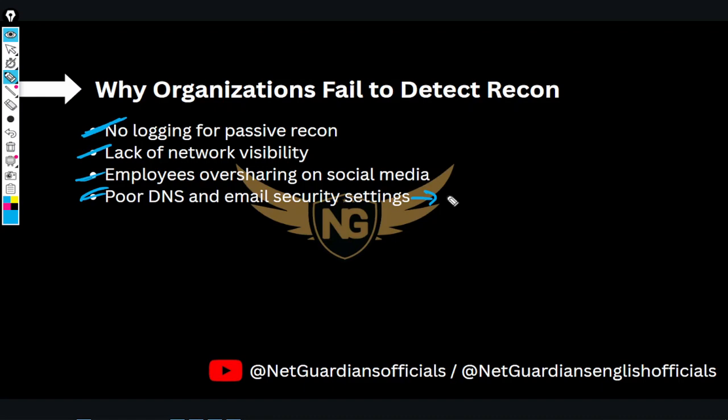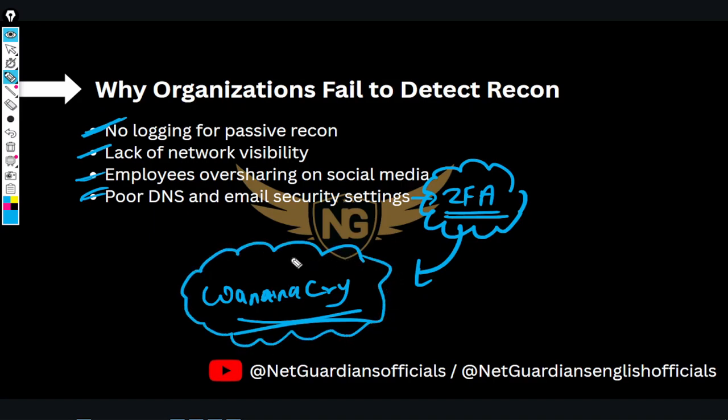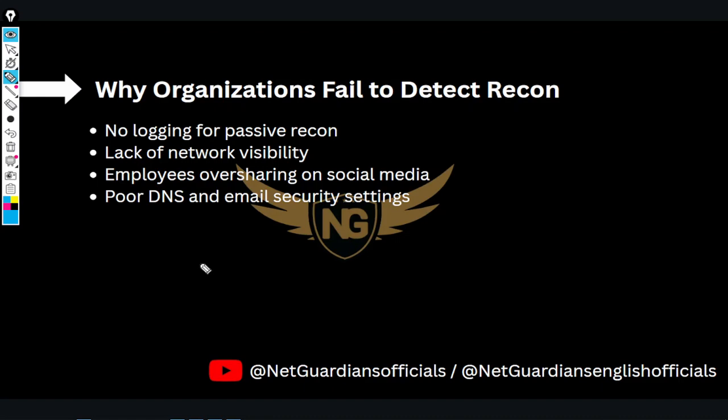Sometimes they didn't turn on 2FA, two-factor authentication, and this is the reason why the WannaCry ransomware attack was performed. Basically, the company on which this attack was performed didn't have a strong password and two-factor authentication for one of their employees. So wait for the documentary, wait for the detailed case study, be excited for it. I am launching it very soon.